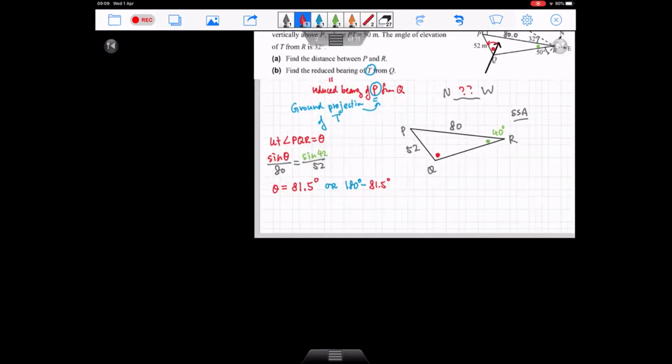So my advice is, if you have a choice, do not use the sine formula to find the angle. Now, in this case, there's no choice. We only have SSA, so we have to stick to it. So from the question, we only take this one. So theta will be 98.5 degrees. We have to take this one.